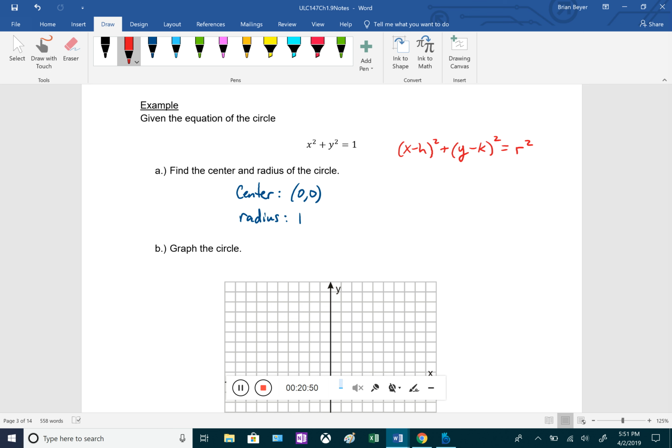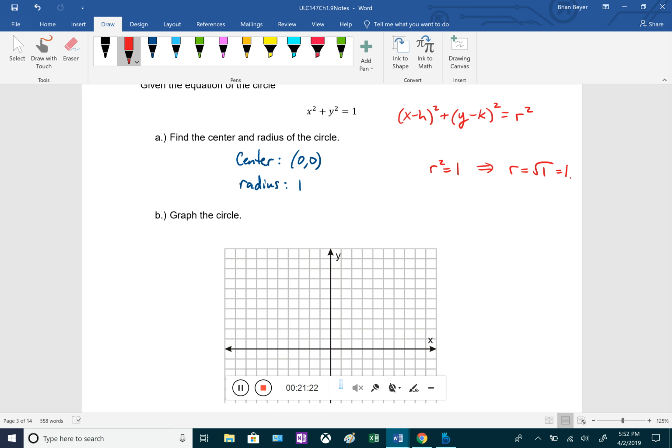So r squared equals 1. So that means that r has to be the square root of 1. So technically, if we were solving the equation r squared equals 1, when we take the square root of both sides, we would get r equals plus or minus the square root of 1, which would be plus or minus 1. But since we're talking about an actual value of length, it can't be the negative version, and it just has to be the positive 1.